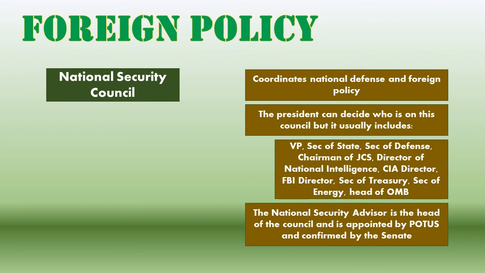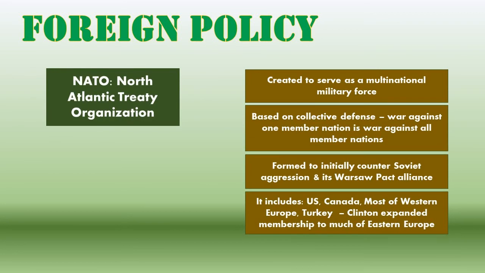And one international organization that we'll talk about is NATO, the North Atlantic Treaty Organization. This is a military alliance created during the Cold War. This is like a multinational military force that includes the United States, Canada, most of Western Europe, expanded to Turkey and a lot of Eastern Europe after the Cold War. But this was originally formed to counter the Soviet Union, and the Soviet Union had its own little military alliance called the Warsaw Pact.